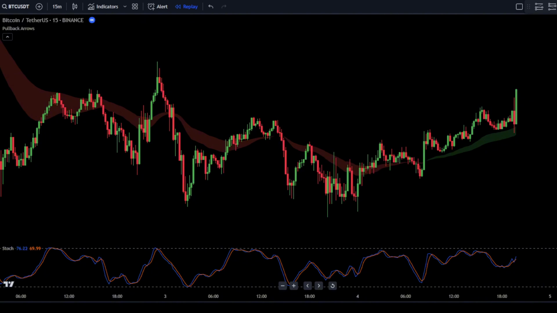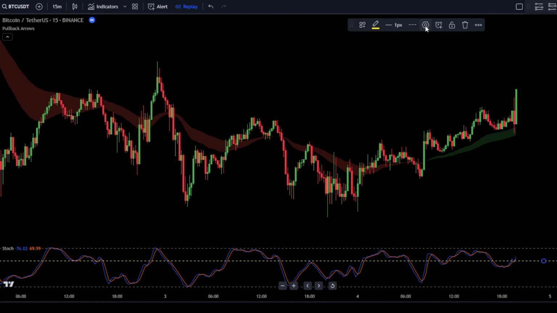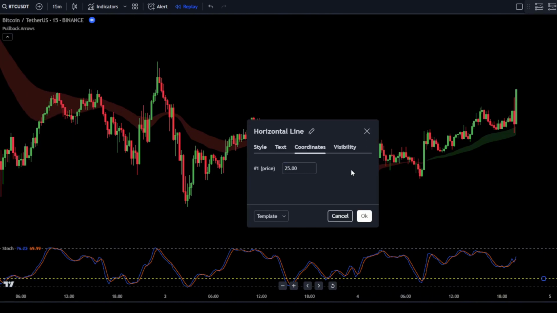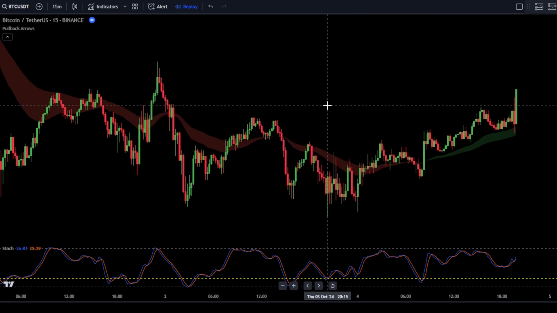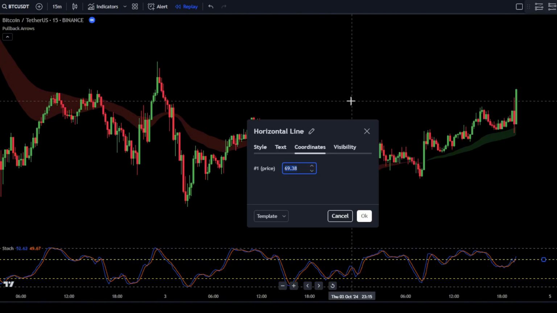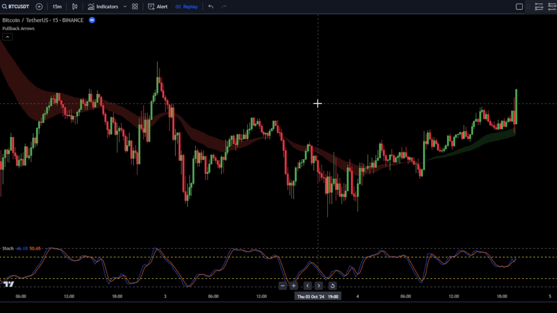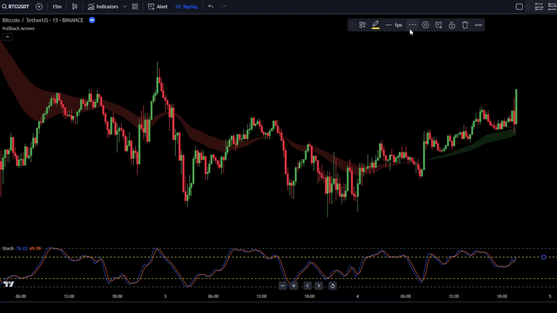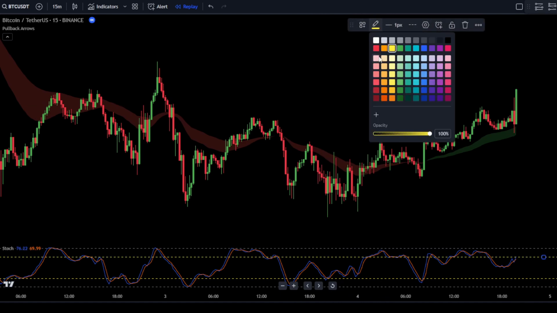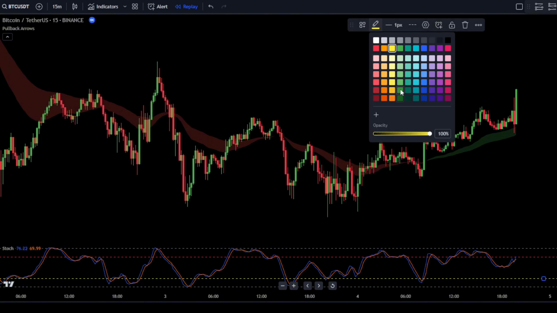Before you can use it, add 2 horizontal lines to the stochastic indicator. Insert the first horizontal line and set the level to 25. Then, insert the second horizontal line and set the level to 75. After that, set the color of both horizontal lines according to your preference. Now, your indicator is ready to use.